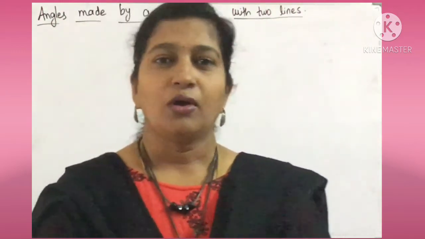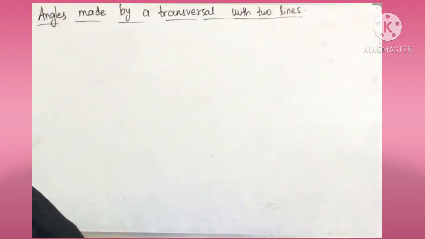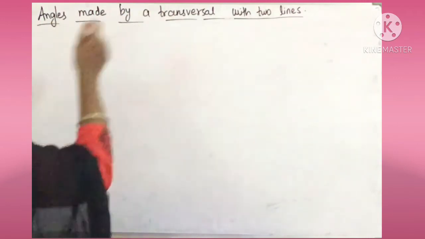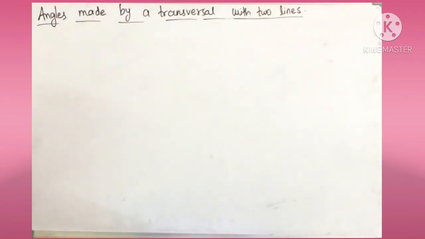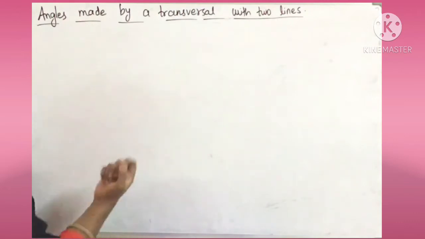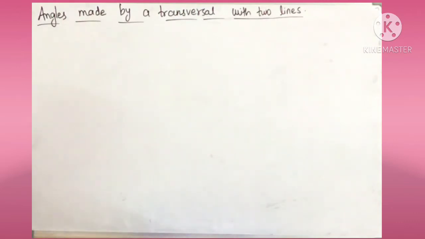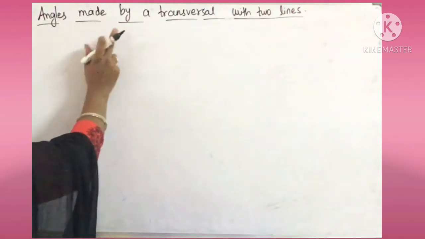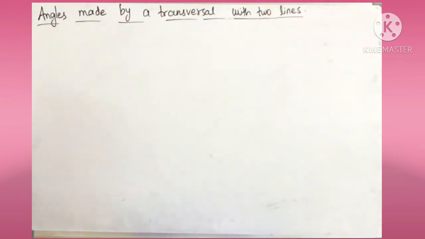In this video, we shall learn the angles made by a transversal with two lines. In my last video, I explained what a transversal is. A transversal is a line which intersects two or more lines at different, distinct points. We can draw infinite transversals to given lines. Now we are going to learn what angles are made by the transversal with the given lines.